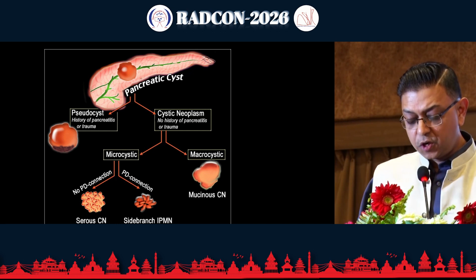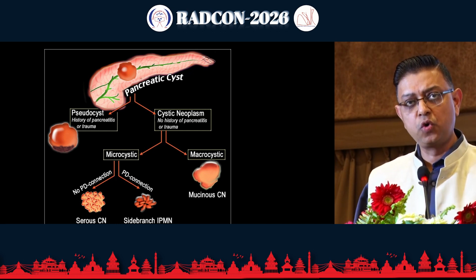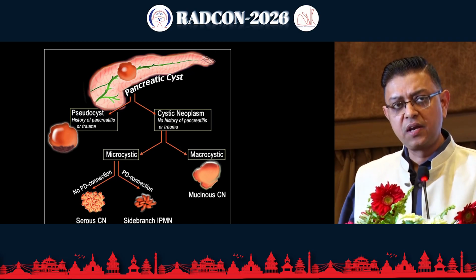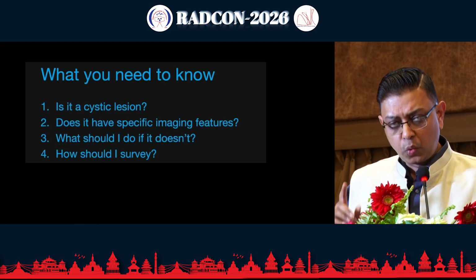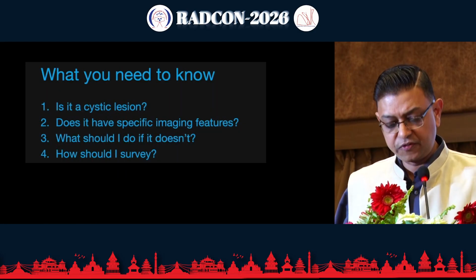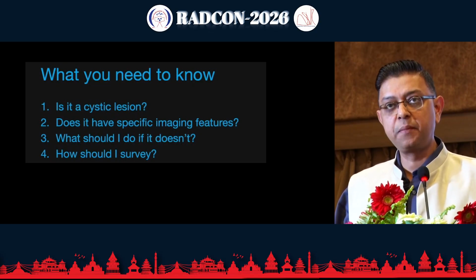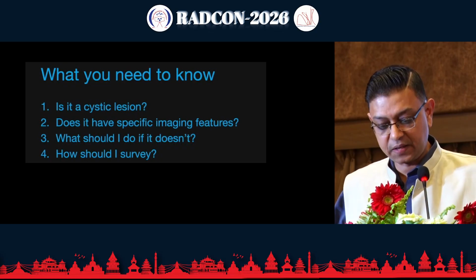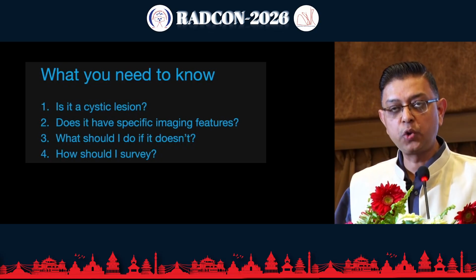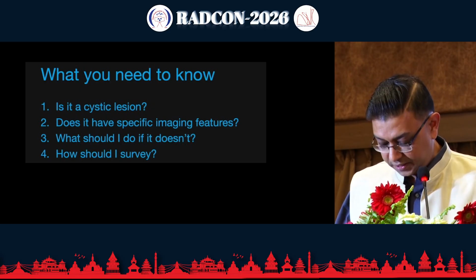Of course, they can be divided into macro and microcystic, but the features are overlapping. So let us see a few cases. I'll talk less of theory and show you more cases. What do you need to know as a radiologist? First, is a lesion cystic? That's pretty easy. Does it have specific imaging findings? Does it have septa? Does it have soft tissue? Is it enhancing? What should I do? How do I come to a conclusion? And how do I know whether it's benign or malignant?